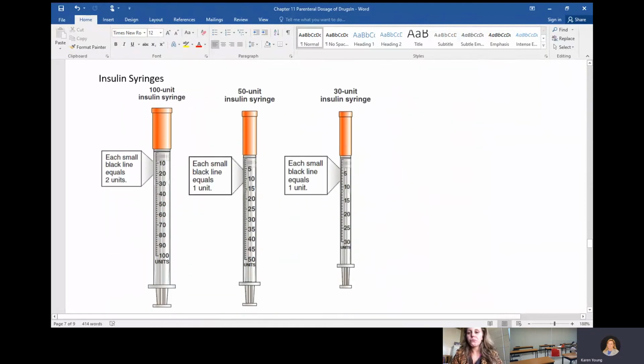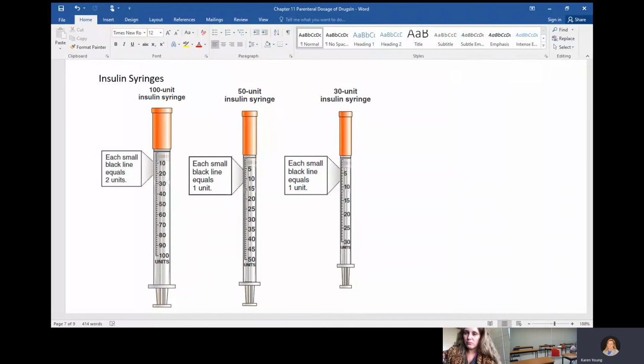These are insulin syringes. We have the 100 units, means that it will hold 100 units of insulin. Each small black line is 2 units, so it's calibrated with even numbers. I can't give 53 units in that 100 units, because I can't give an odd number of units. I have a 50 unit syringe. Each line is 1 unit. So I can't give 53 because it's more than 50. But I can give 43 in that one, or 23, or 13.